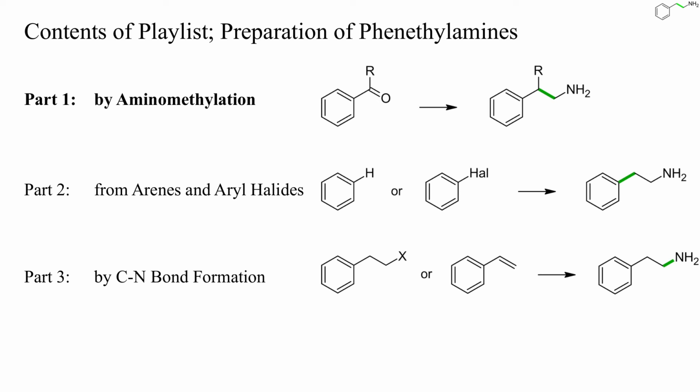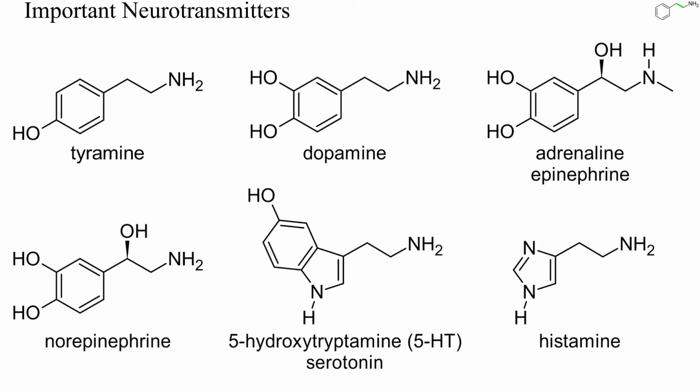Then I'll give you specific examples of the preparation by aminomethylation of benzaldehydes, ketones, benzoic acids and other benzylic electrophiles or nucleophiles. Part 2 of this playlist deals with aminoethylations of arenes or aryl halides, and the third video is about CN bond forming strategies.